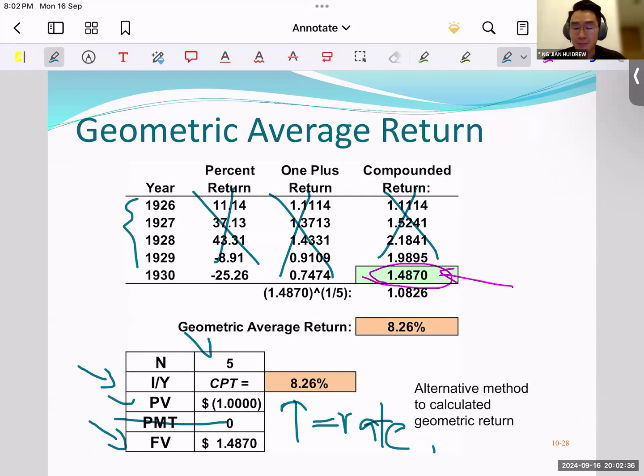So this method is very important. The reason is that some questions do not give you all the data like this. They give you partial data, right? They say, the compounded return in year 5 is this. Calculate the geometric return. So you need to know that you can use time value of money because geometric return is compounding.